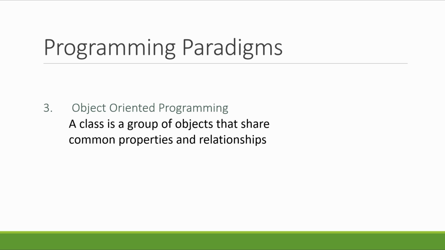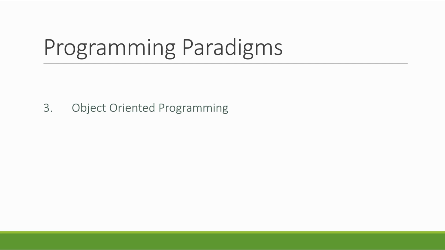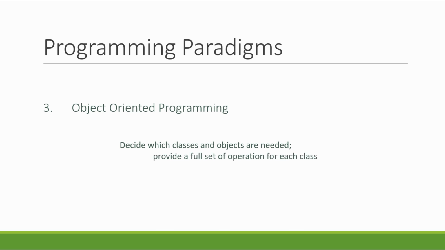So how can you describe object-oriented programming in simple terms? It says decide which classes and objects are needed. For example, you need the fruit class and you need objects such as apple, orange, guava or something like that. And then provide a full set of operations for each class. That is, what are the operations you want to perform on that class? You want to cut an apple, or you want to directly eat that apple. Now implement this real life concept in programming.